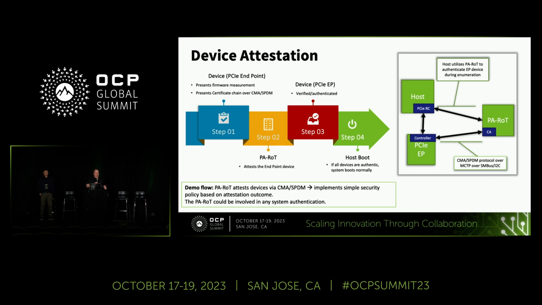And if it is authenticated, the host will boot and the device will be a part of the platform. Now, on the right-hand side of this picture, you'll see what we're using for this demo. By all means, this isn't the only way you can do things. In this case, we've got the host, the PA-RoT, and the PCI Express device all communicating independently with each other.